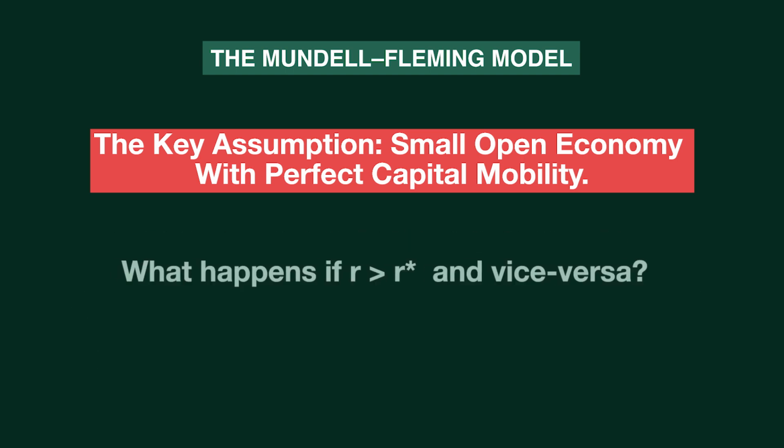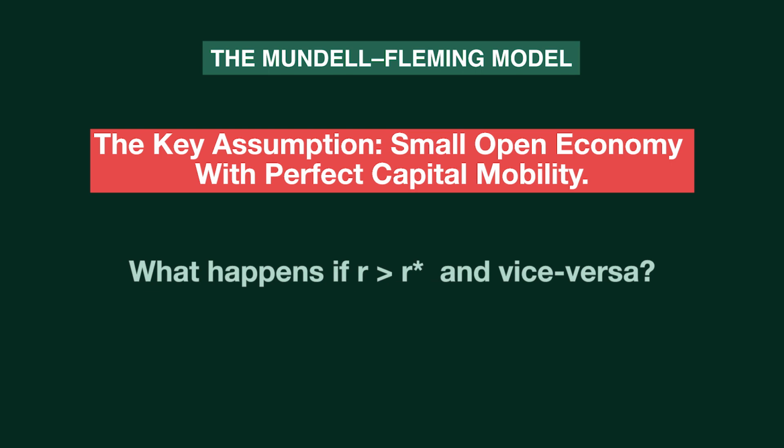What would happen if R, that is the domestic interest rate, is greater than the international interest rate? In that case, foreign capital would flow into the country to take the benefit of the higher interest rate differential, and this will push down the domestic interest rate to R star. And vice versa, if R is lower than the international interest rate, money will flow out of the country to abroad till R is equal to R star.